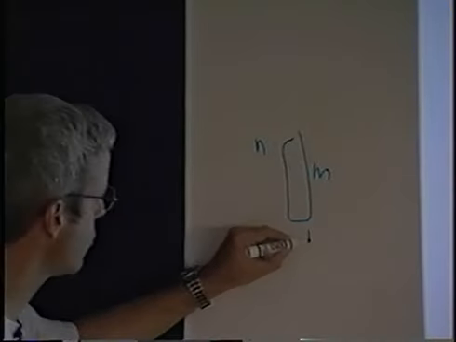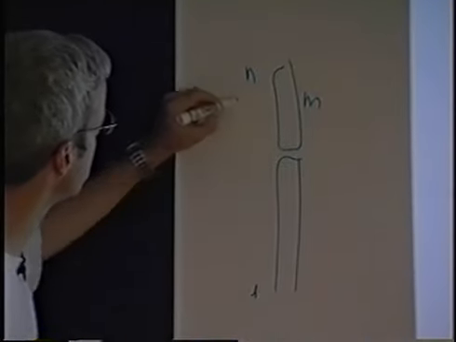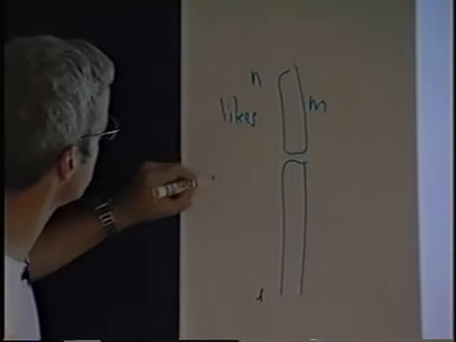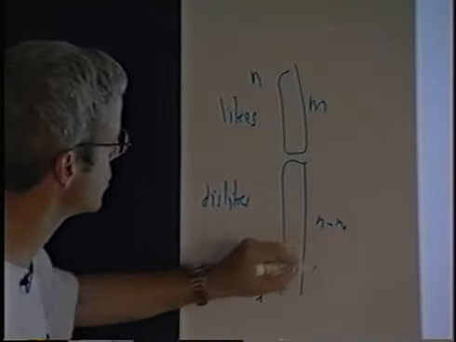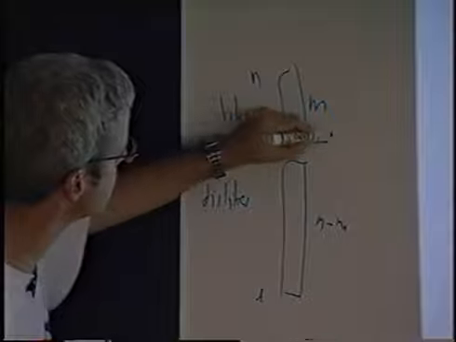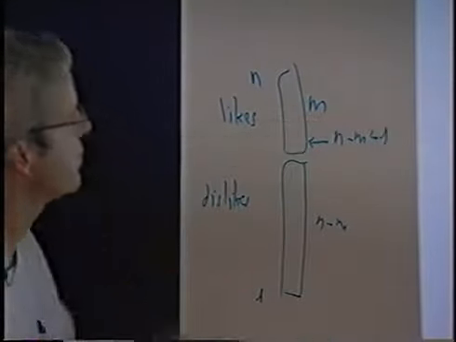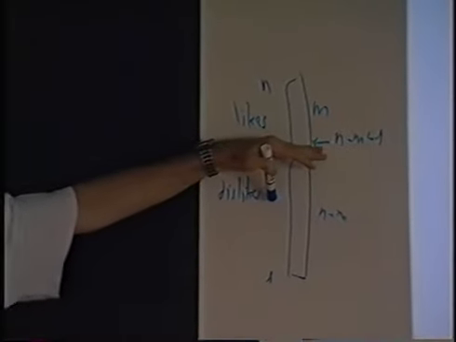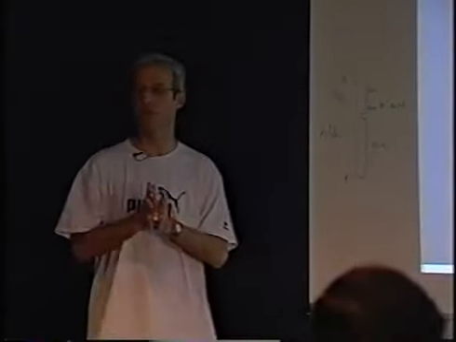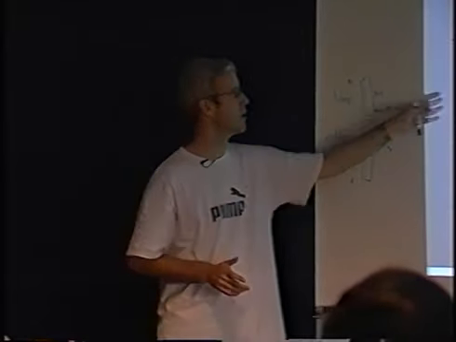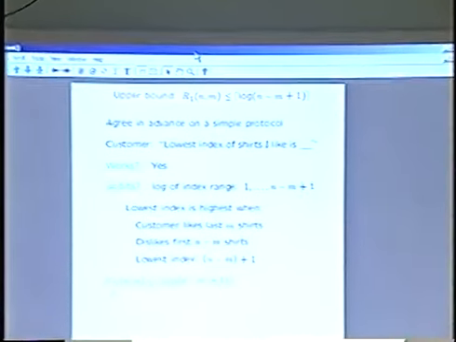So the m shirts here, those are the ones he likes, and those are the ones he dislikes. There are n minus m shirts here, so the lowest index is this one, which is n minus m plus 1. So the lowest index can be 1, and it could be all the way up to n minus m plus 1, it cannot be higher than that. So the number of bits you need is log of that number, log of n minus m plus 1. Is that clear?